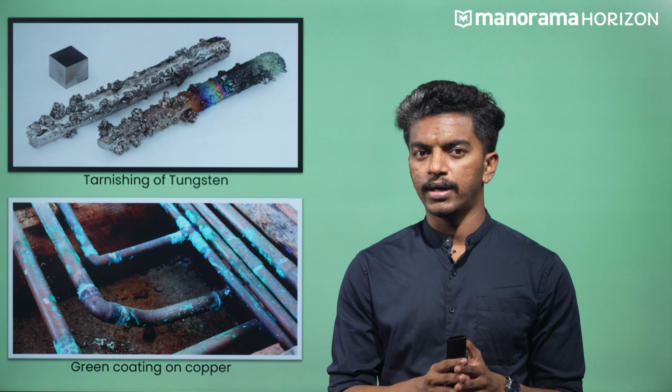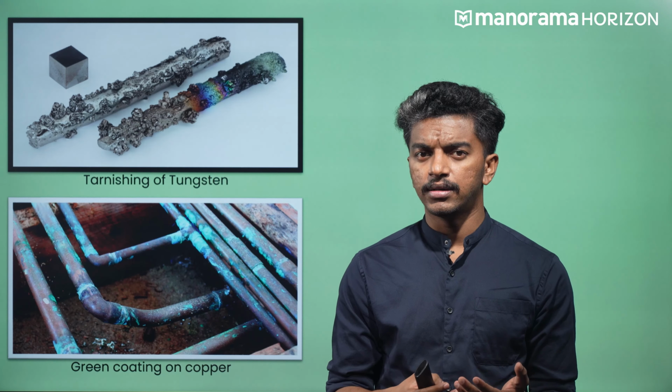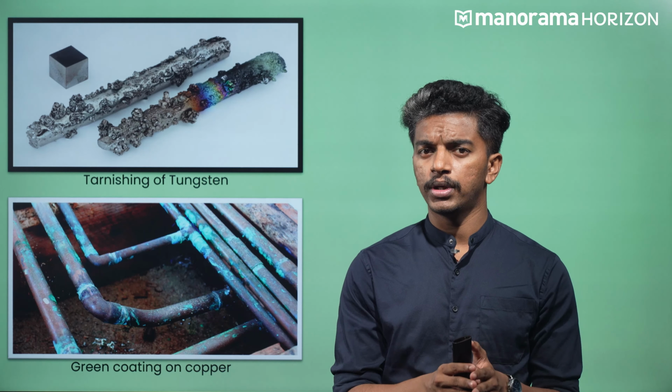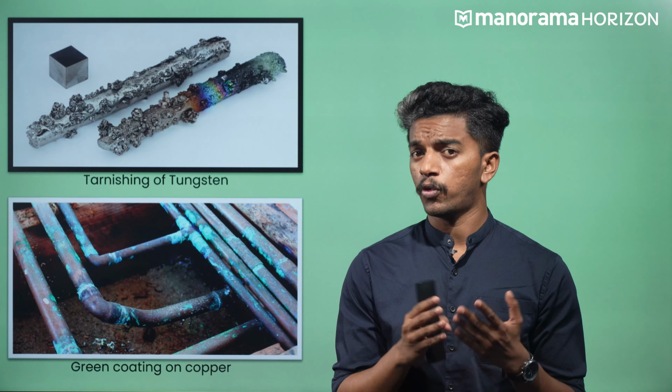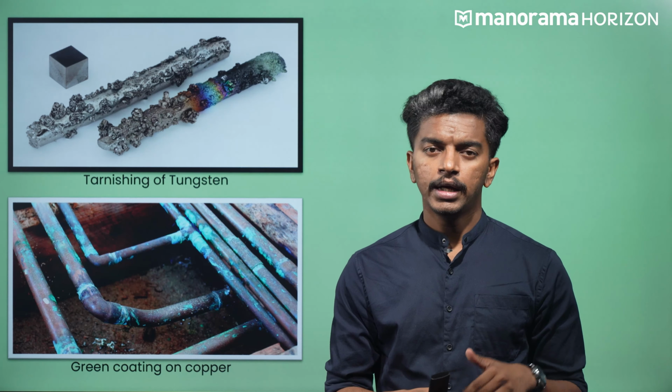However, rusting of iron, tarnishing of silver, tungsten, development of green coating on copper and bronze are some of the examples of corrosion. It causes enormous damage to the buildings, bridges, ships, and to all objects made of metals, especially that of iron. We lose crores of rupees every year on account of corrosion.